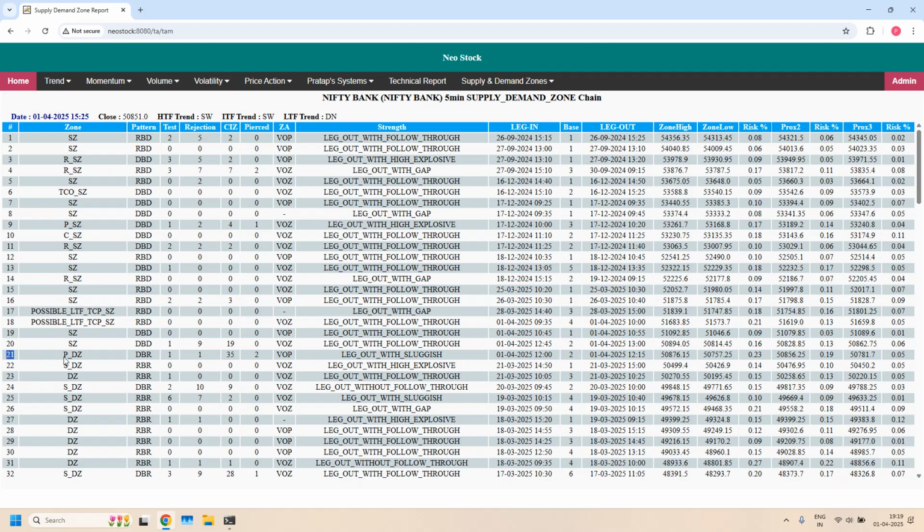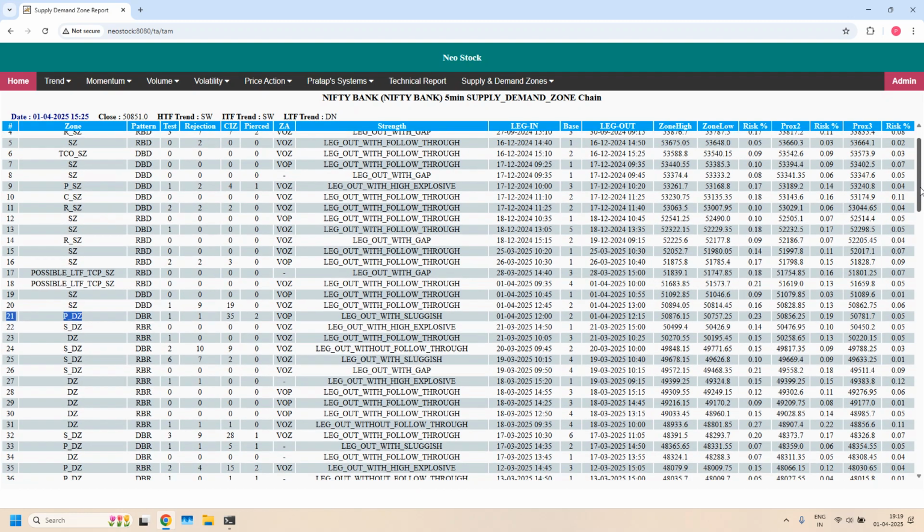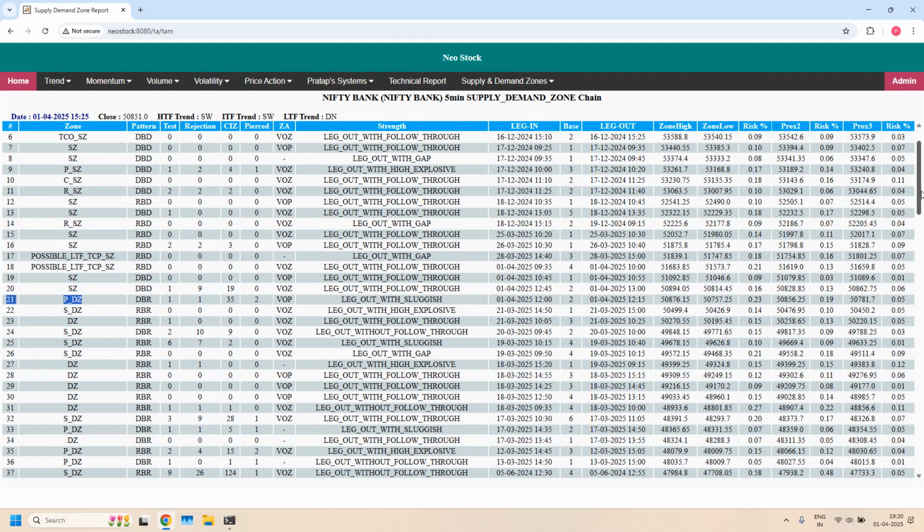Serial number 21 is the nearest demand zone to the current closing price, the PR's demand zone. Let me put it in the center. So this is 5 minutes supply demand zone chain for Bank Nifty.